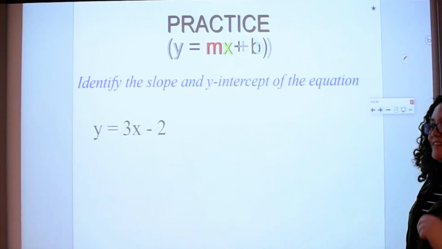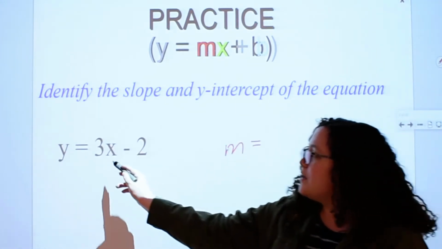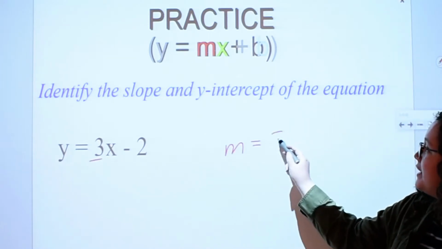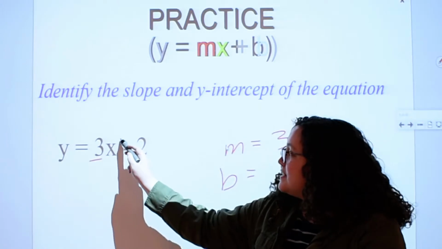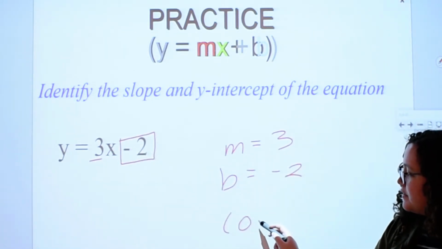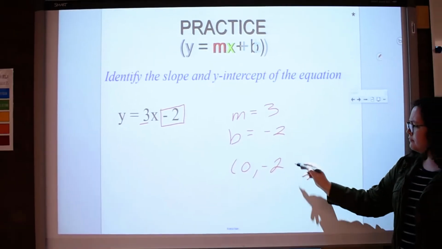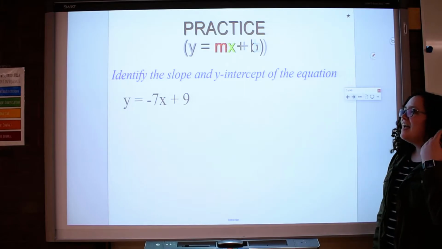Okay, again, pause. Hopefully you identified m here is going to be this creepy coefficient right here touching the x. It's going to be your 3. B here, hopefully you didn't forget the negative because it is this entire thing here, our -2. And as a point, that's 0, comma, -2. Close parentheses. Pause again, and go.